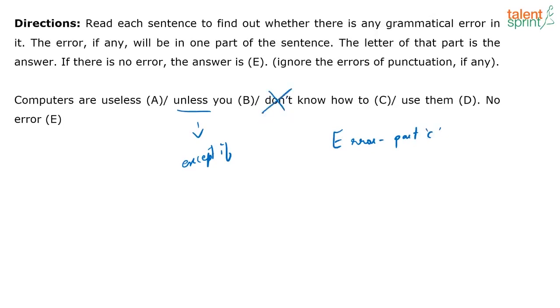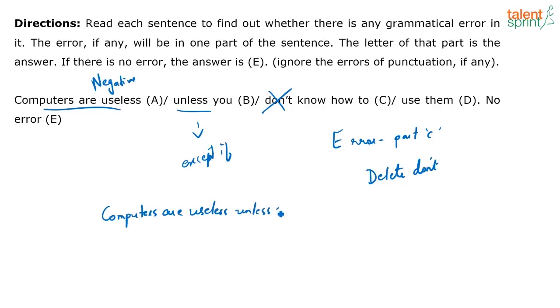And I need to delete this don't, because I can't have two parts giving me a negative meaning. Computers are useless is already negative, and then I have the clue word unless, which means except if you know how to use them. That's the correct meaning. That completes the meaning logically in the context. So the error is in part C. As soon as we delete don't, then the entire context makes sense. So now I say computers are useless unless, except if you know how to use them. This is our correct phrase completing the meaning.